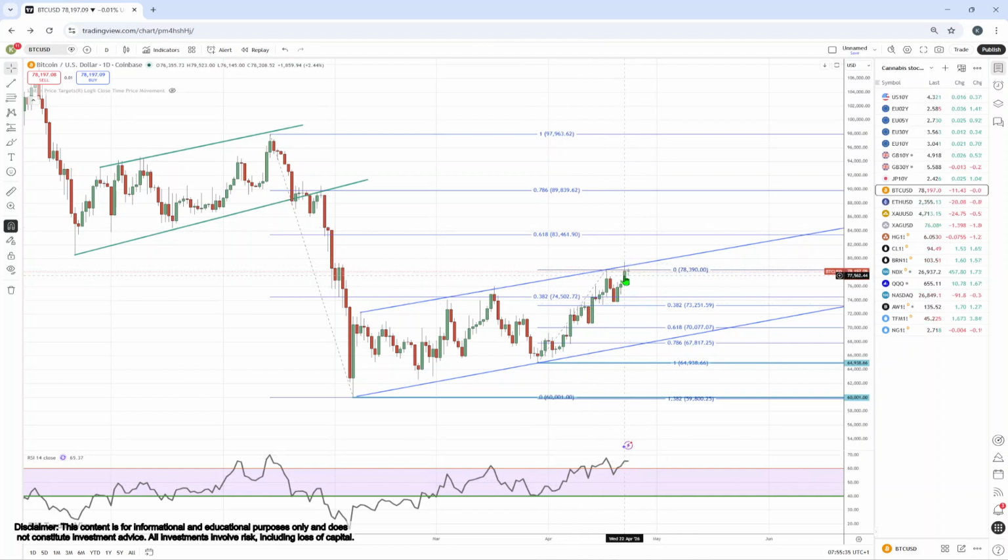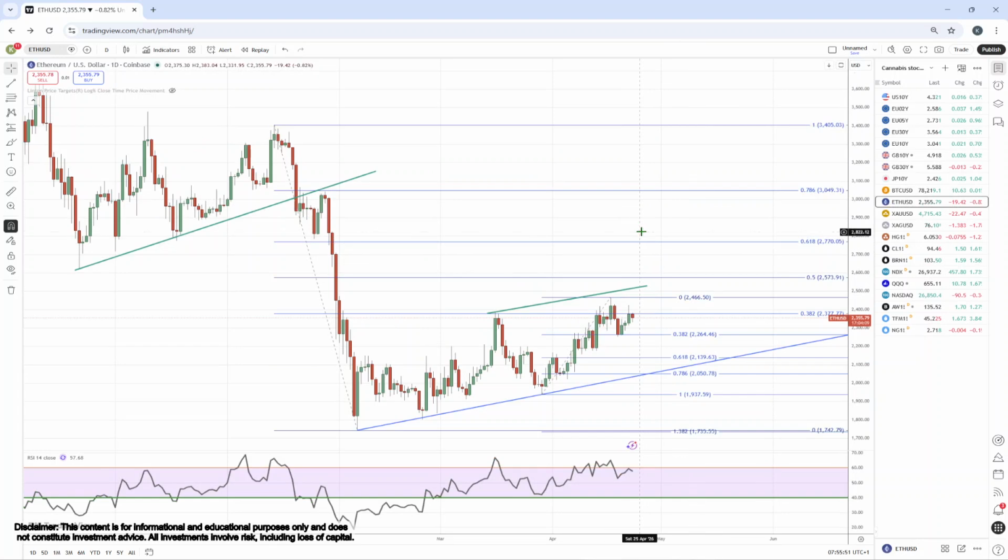So let's see. But if it takes out the peak from yesterday at 79,523, then we're looking at the 83.5 area, maybe even up to 90,000. So let's see about that. But for now, it seems to be in short-term exhaustion mode.